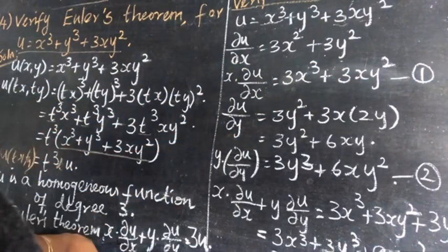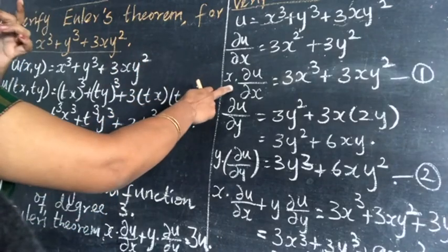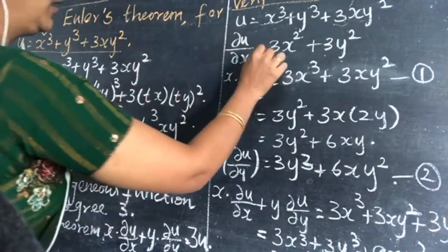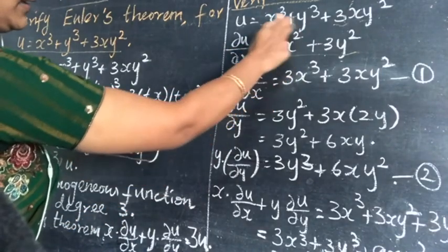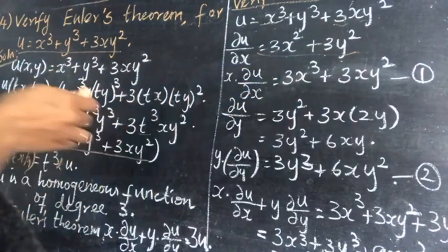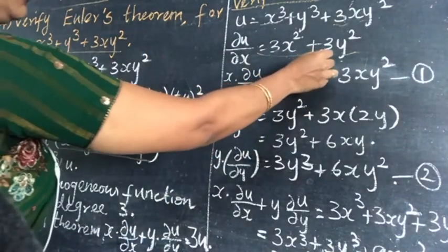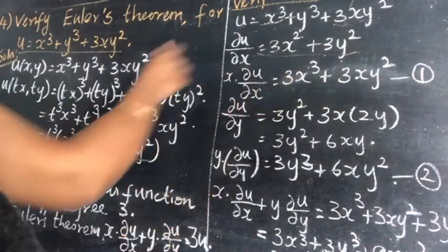We need to find x into dou u by dou x, that is the Euler's theorem. So, x into dou u by dou x, we multiply the equation by x. So, while multiplying it, 3x square into x, that is 3x cube. If you want, you can write it as a separate step, plus 3y square into x, it is 3xy square, that is our equation 1.